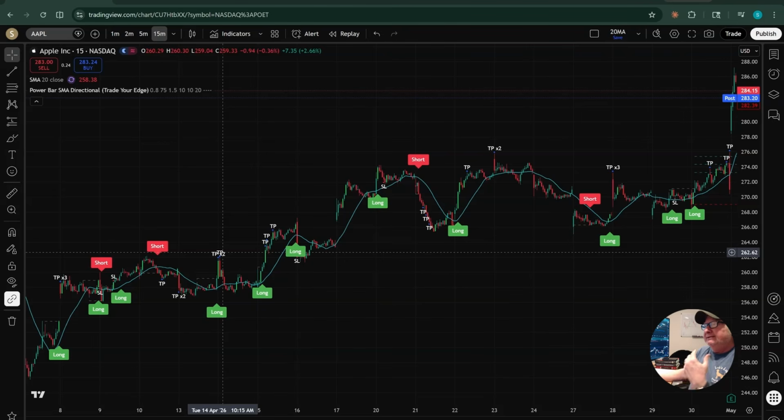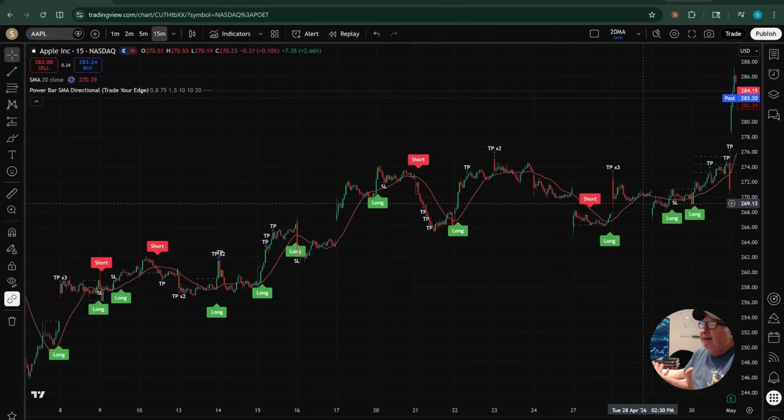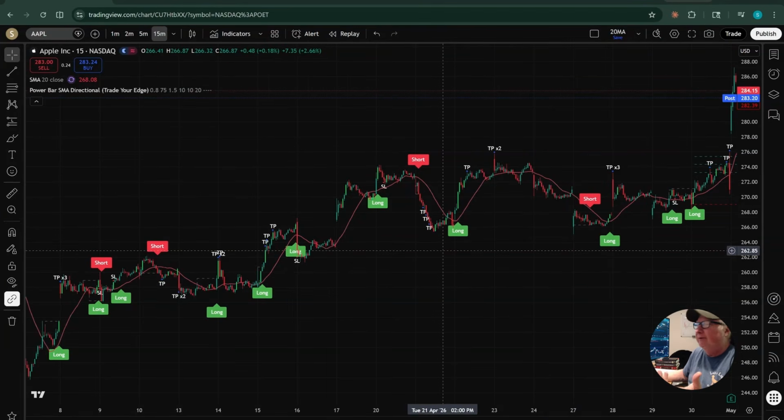When you're looking to see if a 15-minute chart equipped with power bars works for a stock that you want to trade, all I do is throw on my indicator, and you can do this manually without the indicator. I throw it on and look at what the power bars look like over the past couple of weeks or a month. This is just about a month in Apple.